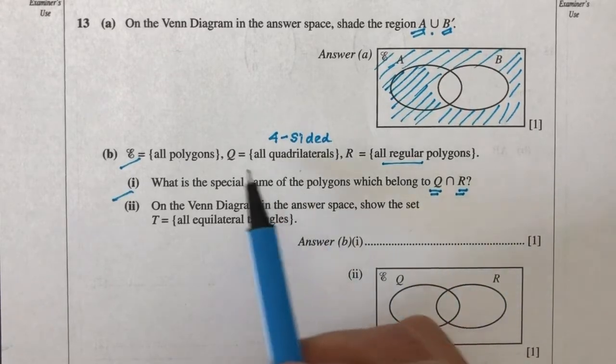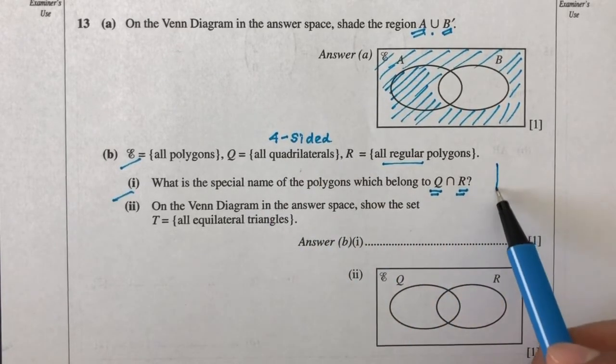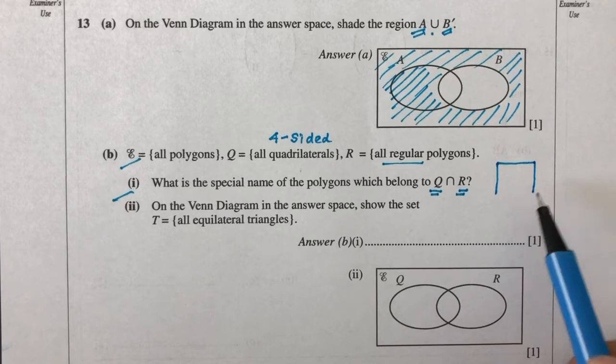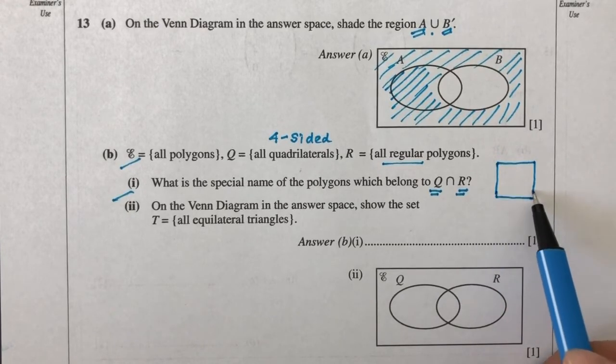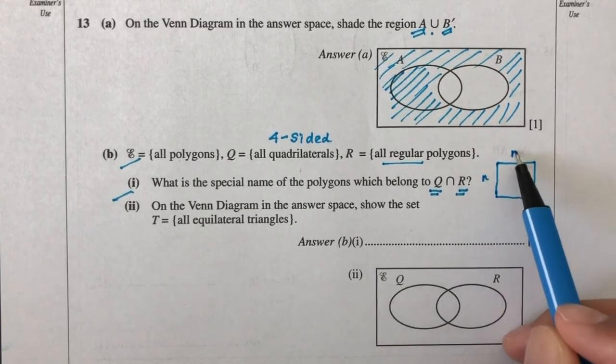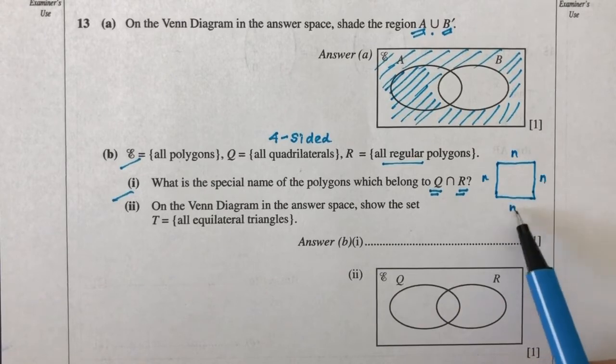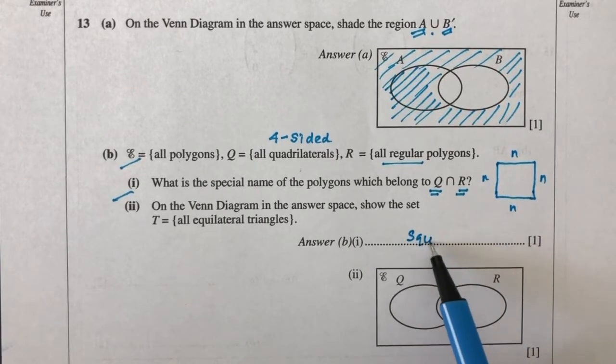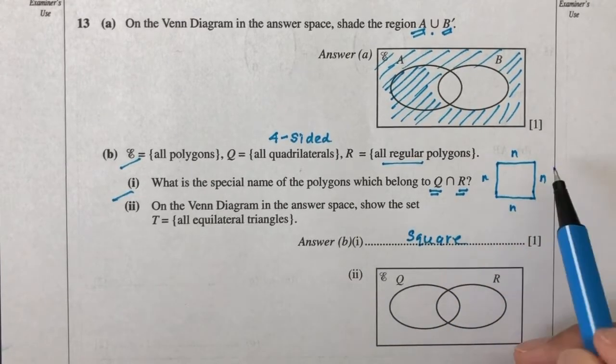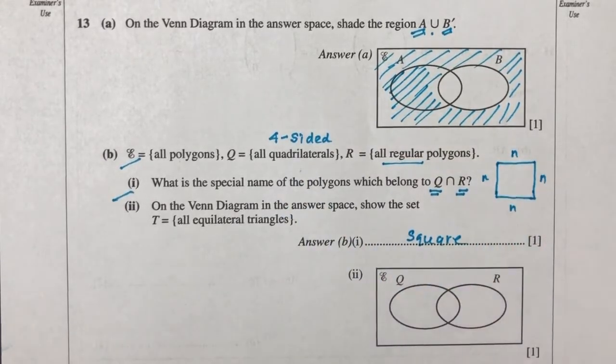So pretty easy, Q has 4 sides. What is the name of a four-sided shape where all the sides are the same? So that will be a square, because all the sides are the same and they have 4 sides.